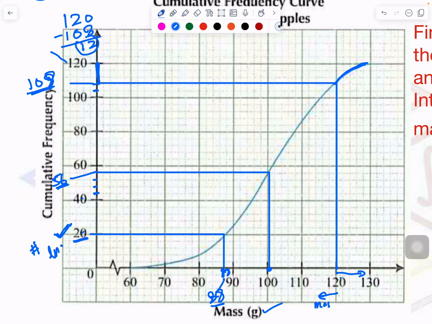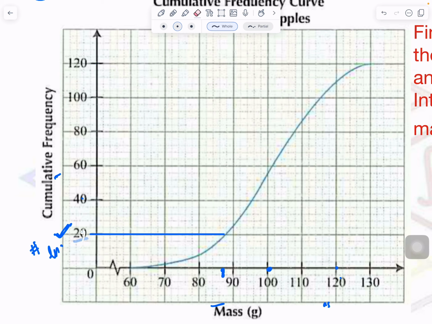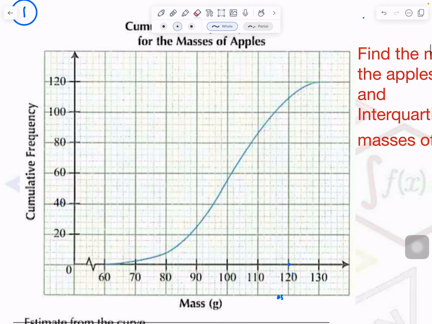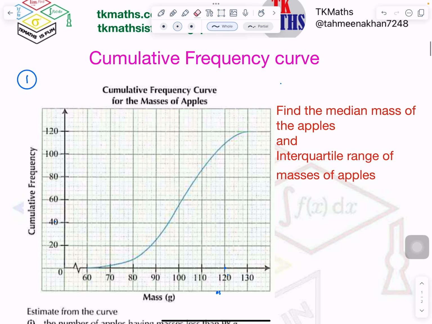Okay, I will come back to this, but now I'm focusing on the other questions which are asked here: median and interquartile range. These you have to find out from the cumulative frequency curve. I don't know if you know this basic thing, but anyway I'll explain it here again. Let me just write here. Find the median mass of the apples.